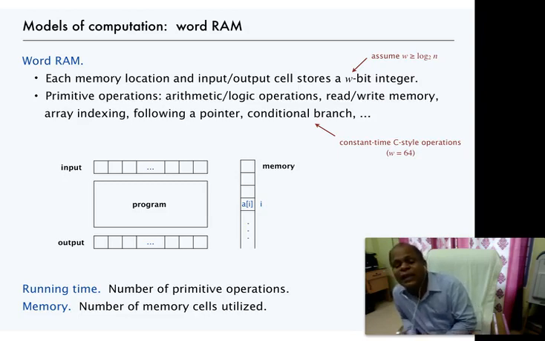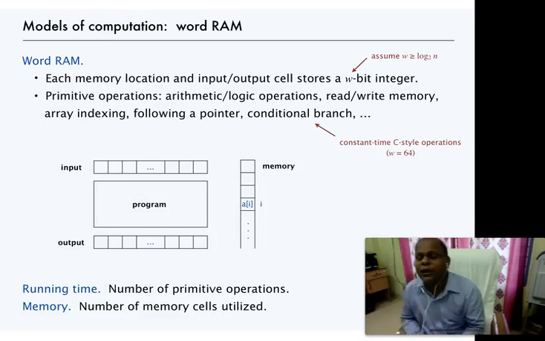Hence, while you are analyzing the algorithm, you can follow the Turing machine model of computation, or you can follow the RAM model of computation. But through the course, we will generally follow the RAM model of computation. Sometimes, in the last unit, we will follow the Turing machine model of computation to analyze the algorithm. Okay.